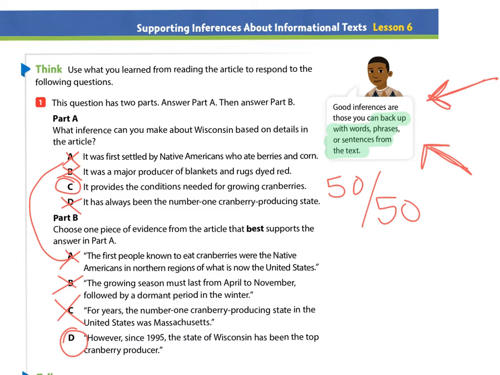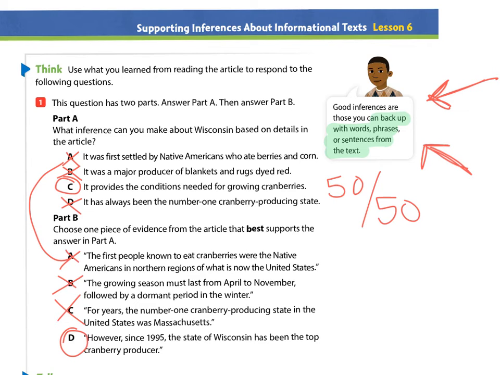So the question says that there are two parts, and good inferences are those that can be backed up with evidence, words, or phrases from the text. What inference can you make about Wisconsin based on details in the article? A, it was first settled by Native Americans who ate berries and corn. Well, I don't think that tells me anything about Wisconsin. Doesn't answer the question, so you can see I crossed that out.